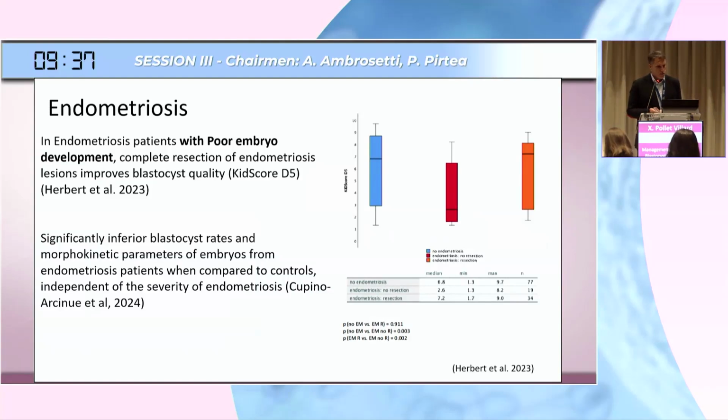However, in endometriosis, if you focus on patients with poor embryo development, there is at least one study that has shown that complete resection of endometriosis lesions improves blastocyst quality. And this improvement is very tangible because it's measured with the KIT score. It's not a quality like trophectoderm quality A or B. It's the KIT score, so it's very precise and reproducible.